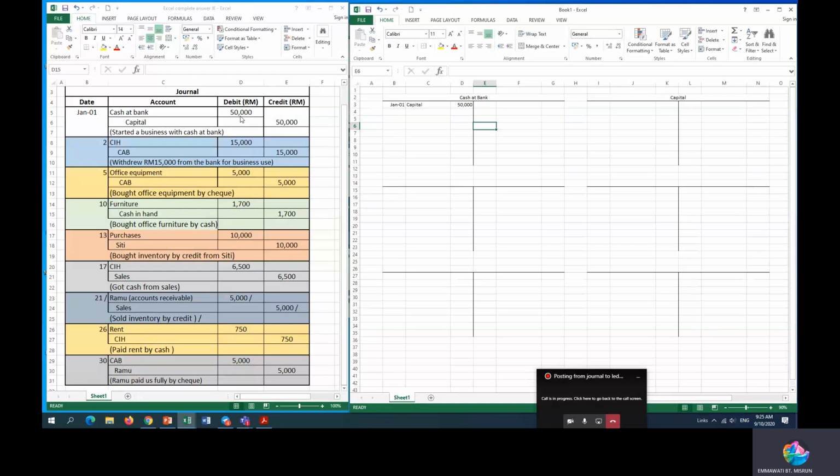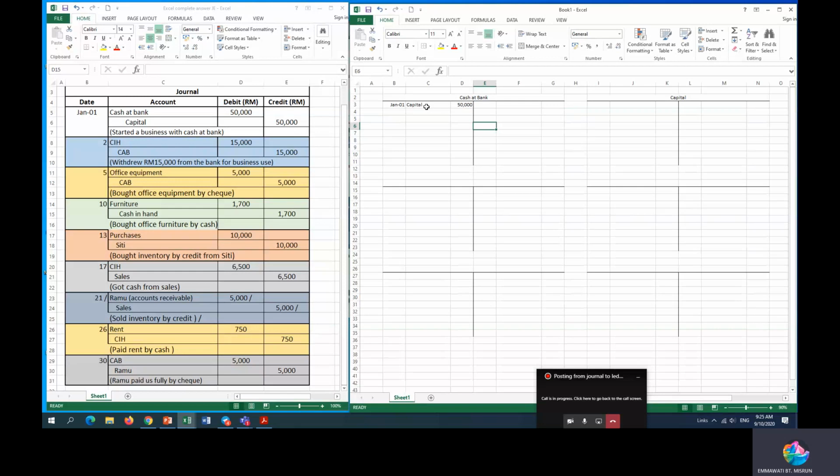So what is the debit entry for cash at bank? Capital. So you record the account capital in the cash at bank on the debit side. Okay. Now let's proceed to the capital account.